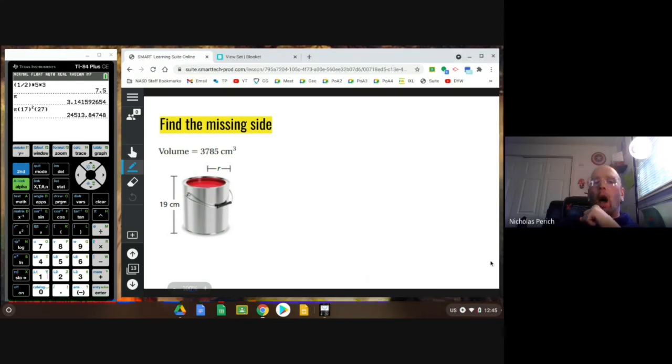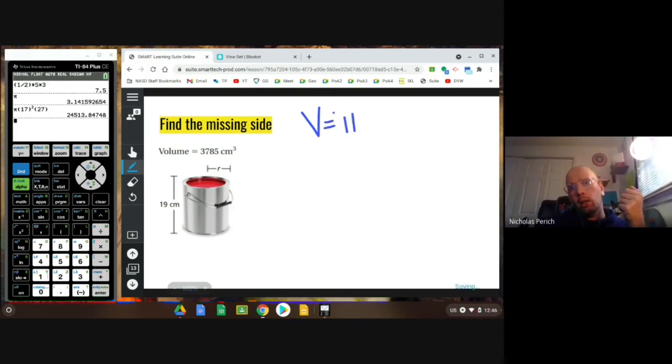All right. I'm not finding the volume. This problem's different. This problem's a challenge. It's a very difficult problem. Now, you're going to see these problems from time to time, but we still have to do them. I'm not finding the volume. I have the volume. I have to find the missing side. So this is what I do. I'm going to write out the formula. V equals pi r squared h.